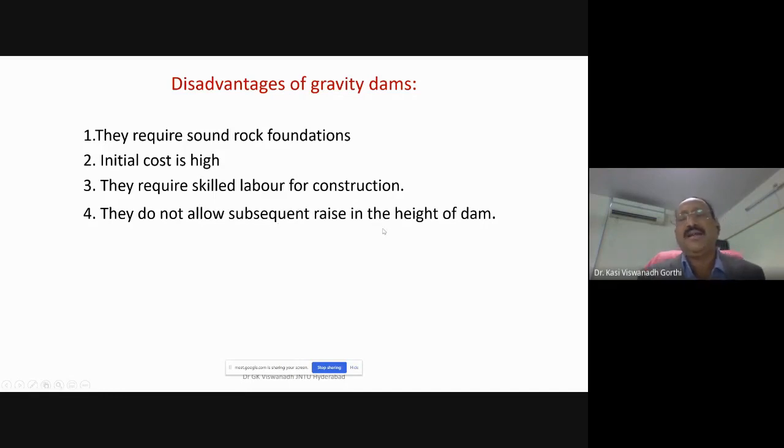If the dam height is designed as 100 meters, you have to construct only up to 100 meters. You can't raise it later. The problem is, because you are using concrete, there may be a joint issue from 100 meters to maybe another 10 meters. When you want to go for a subsequent raise, it becomes a problem. The joint may not be good, and failure may take place.